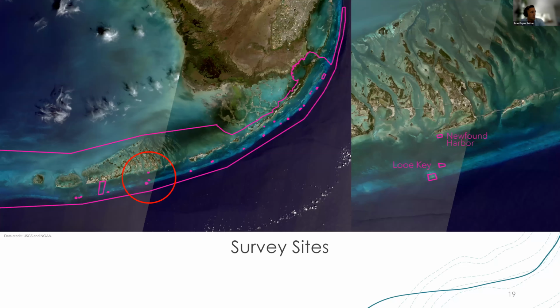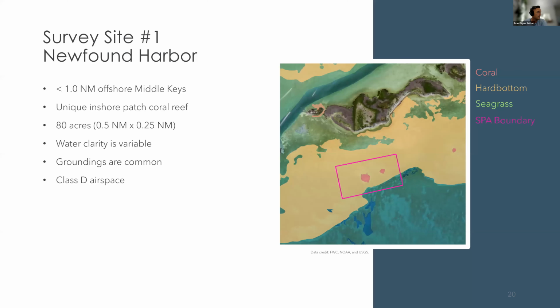As far as the survey sites, I've got that red circle there. That is the area that I intend to operate. On the right are the actual sites, Newfound Harbor and Looe Key. Again, these are sanctuary preservation areas. Newfound Harbor is only about a mile offshore. It's unique in that it's the only bit of inshore patch reef inside the sanctuary, so it's of high interest to the scientists. It's only about 80 acres in size. Water clarity there is variable, but it's good on a good day. Groundings are also common, so there's also a damage element where they want to be able to survey repeatedly to track damage over time. It's also in Class D airspace, which works for me because it means I can fly a drone there.